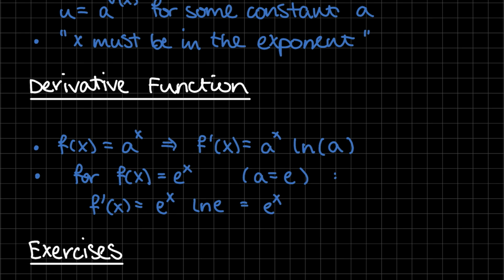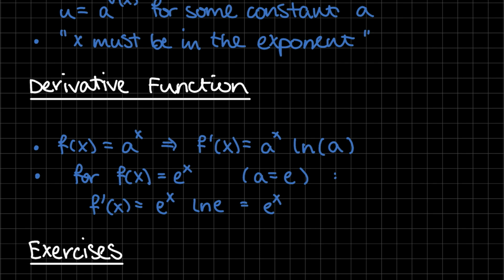Now here I have a special case. f of x equals e to the x. This is pretty much the same form as here. It's just that our constant a is the special constant e, which is approximately 2.7 or 2.8. Not sure.